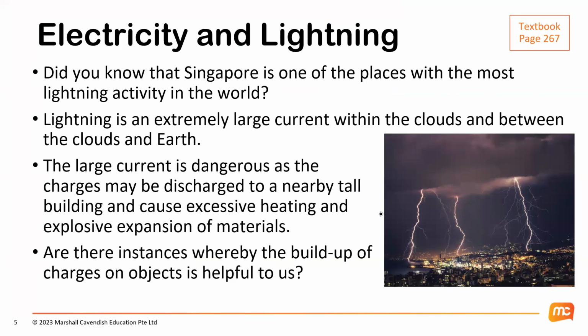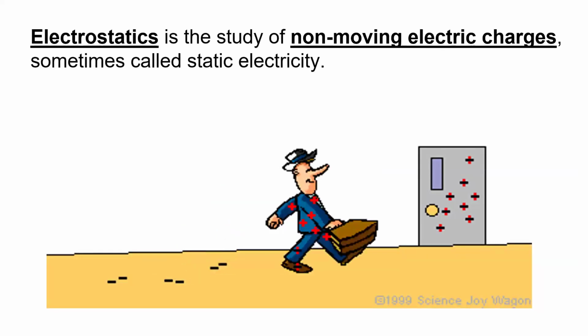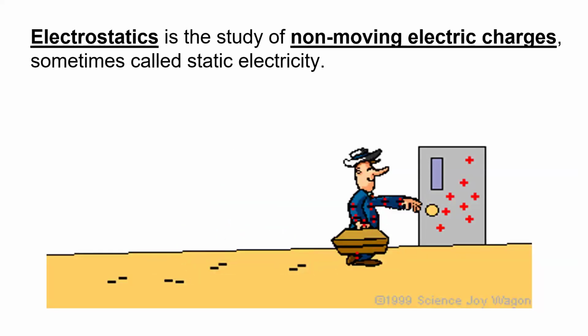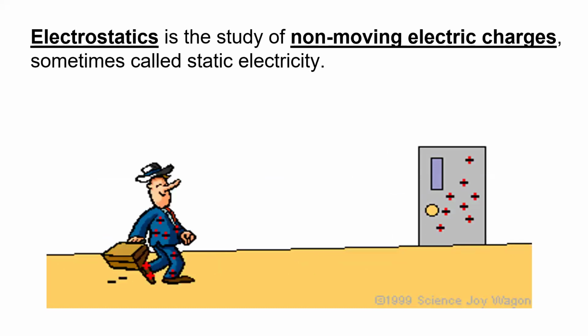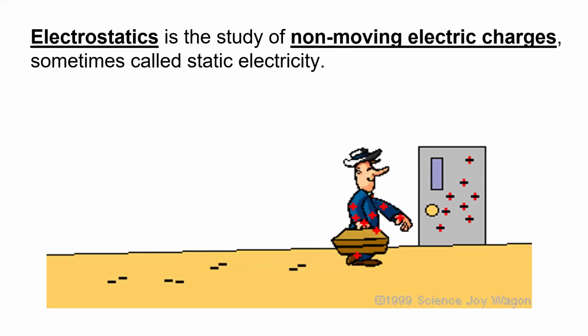Okay, this one is about electricity and lightning. We come across a lot of electricity and lightning around the world. Okay, in this chapter, we will study how lightning occurs, what the reasons for lightning are, etc. So in general, electrostatics is the study of non-moving electric charges. That's why it's called static. Static is non-moving, static electricity.